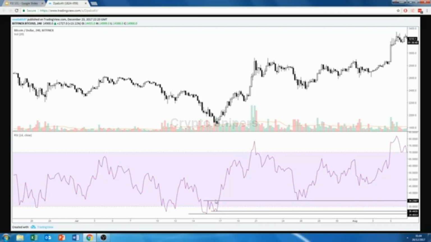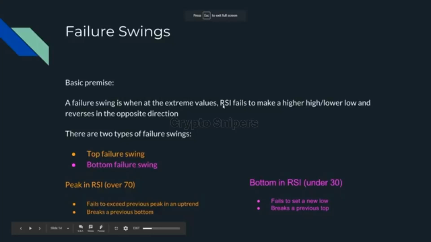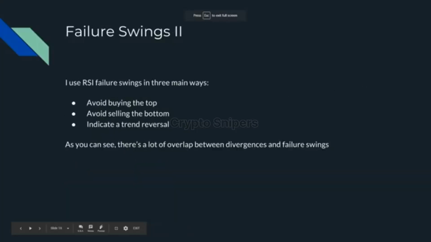Check. Does it take out the previous high? Check. And that's your signal for reversal. Pretty neat. So, what do I actually use it for? Hopefully it was obvious. I use it in three main ways: to avoid buying the top, to avoid selling the bottom, and indicate a trend reversal. And as you can see, there'll be a lot of overlap between divergences and failure swings, but it's another way to identify trend reversal and to sort of get an idea of whether RSI and also price will bounce.